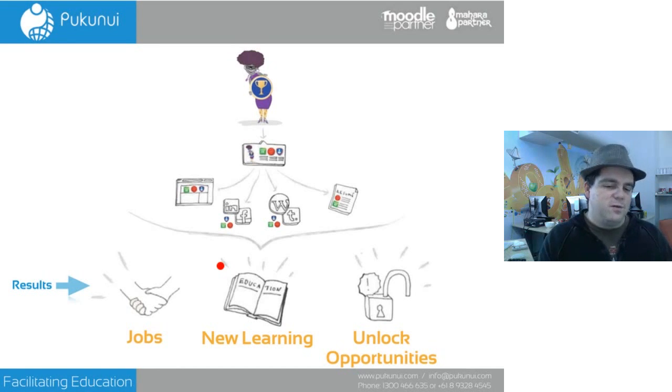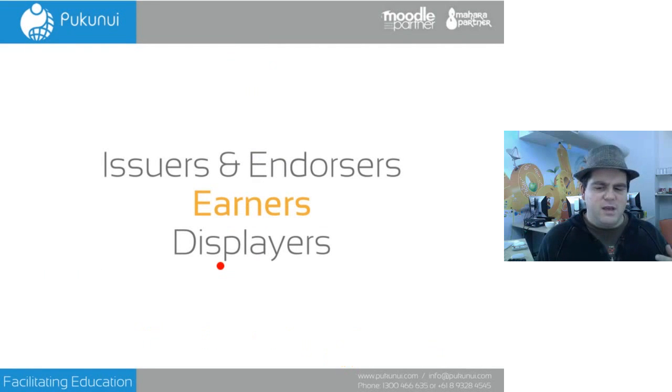And of course, through that, unlocking new opportunities for individuals, be it not just jobs, but reskilling, going into new fields of interest, and so forth. And so we actually now look at this model. Issuers and endorsers put them out. Earners, the individuals, receive them. They can store them, put them in a portfolio, and push them out to certain displays. Which now means this is what we mean by an ecosystem. And all of this is validated, and this will make sense as we move forward.